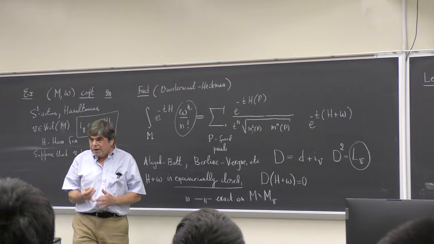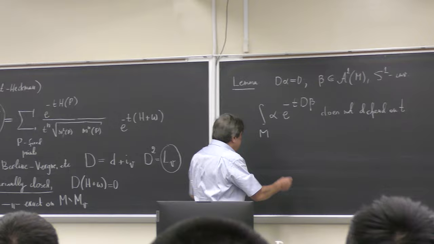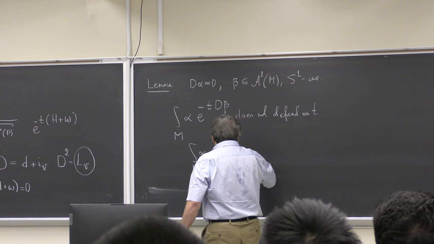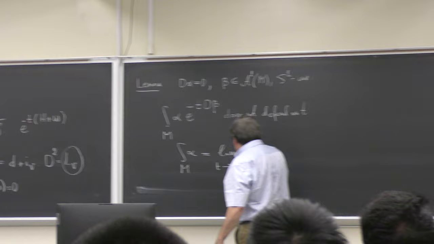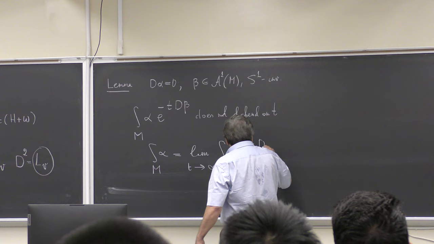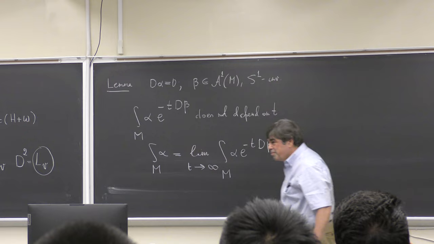You put t equals 0. This is the integral over A. And then if you are lucky, if your choice of beta is good enough, you may send t to infinity. And then this can be evaluated in some easy way. So that's what lies beneath this funny dimensional example.